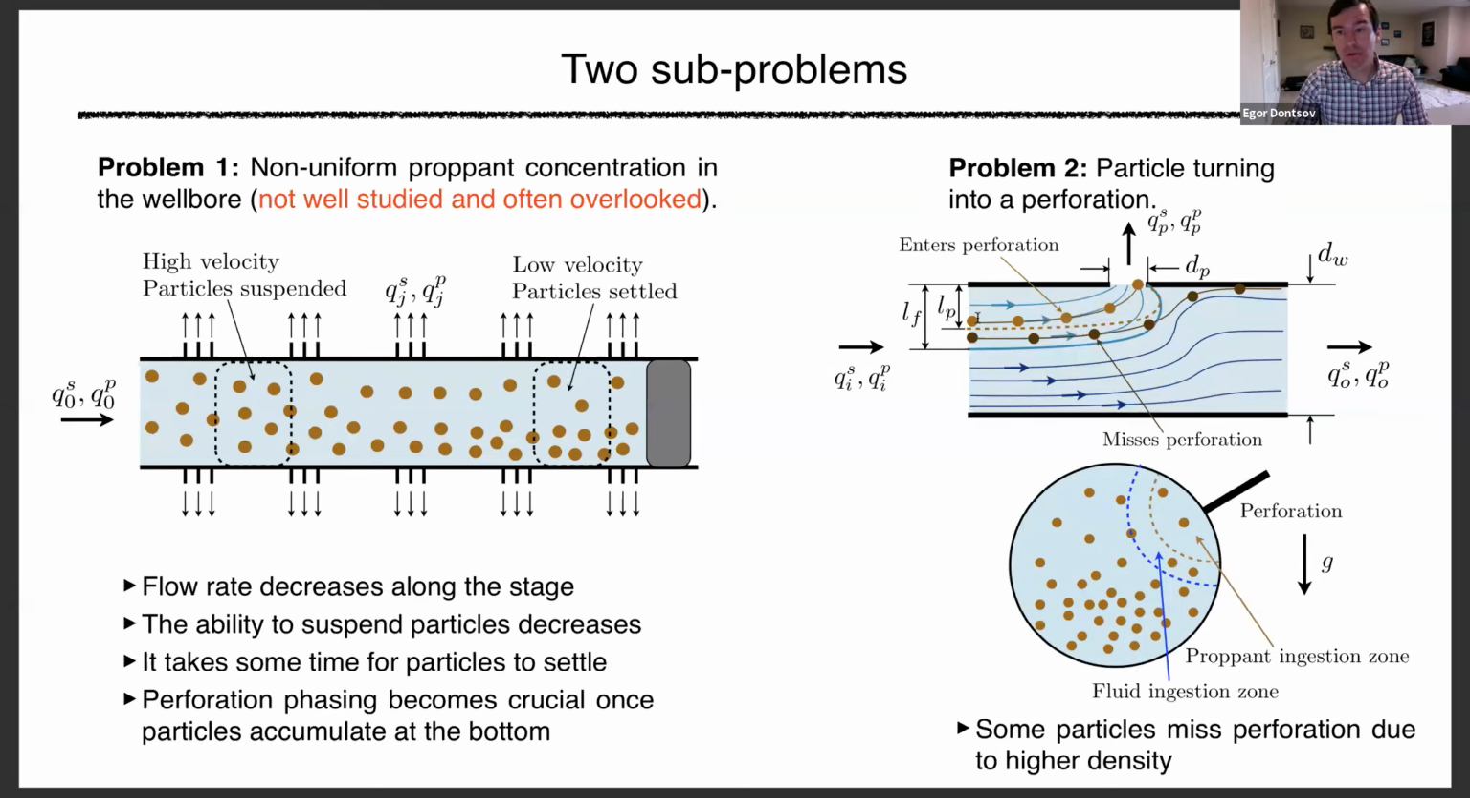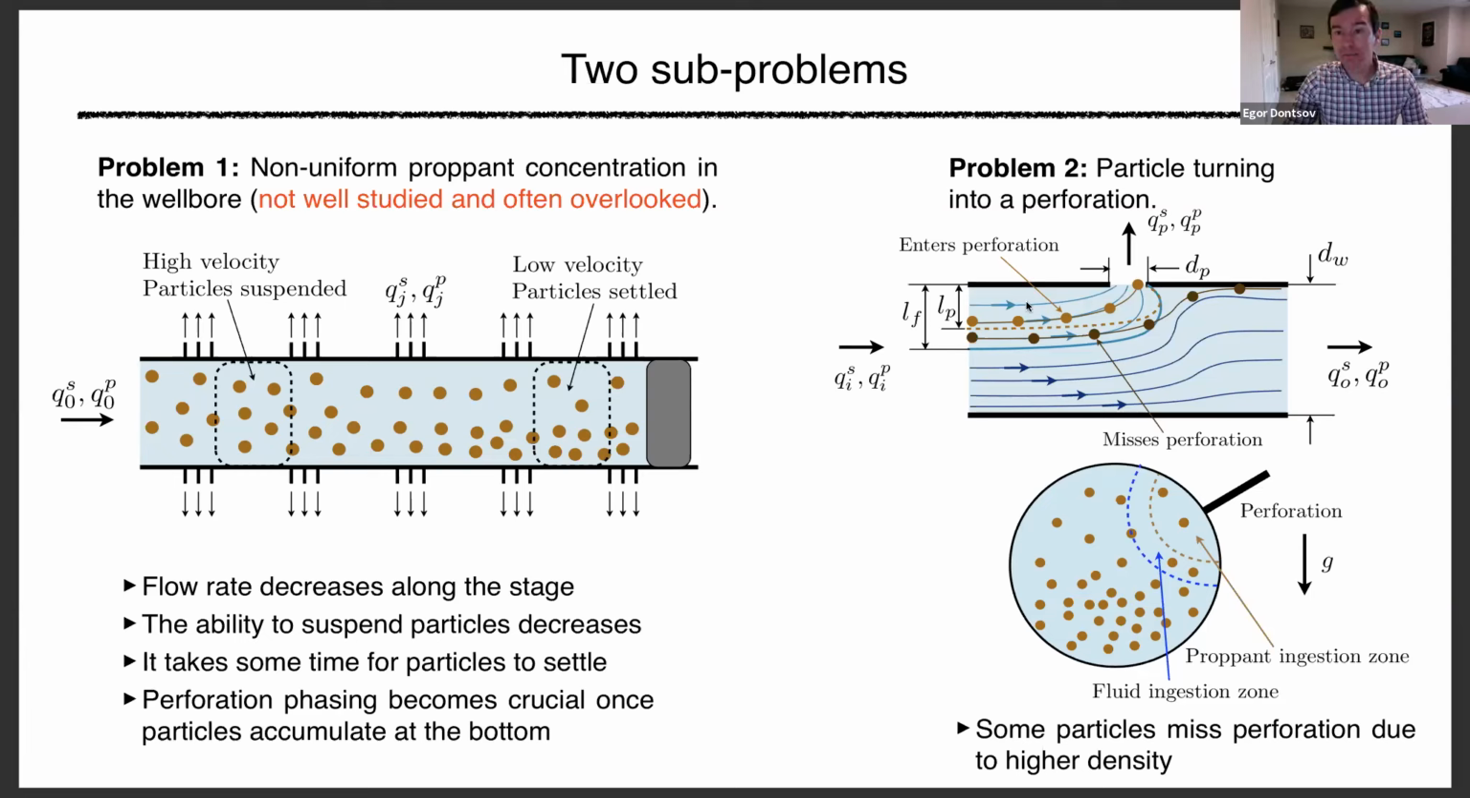I think one of the first works was by Sharma. Even before that, there were experiments, which I'm going to show later in the presentation. Sharma did it in 2016 and so on, and previous experiments were in the 80s and 90s. So the second sub-problem is related to particle turning.